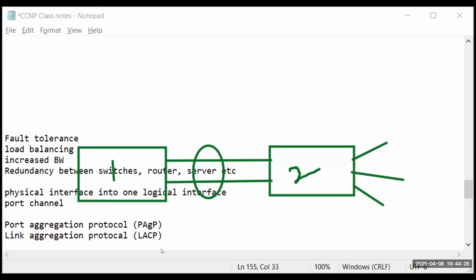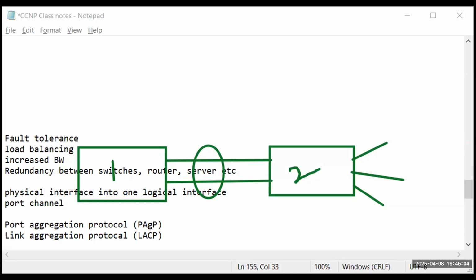So these are the two protocols that allow ports with similar characteristics to form into one dynamic negotiation interface. It is also possible to configure a static or unconditional EtherChannel without LACP. So PAgP is a Cisco proprietary protocol. LACP is the Link Aggregation Control Protocol, and PAgP is the Port Aggregation Protocol.